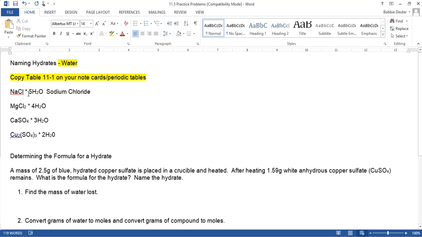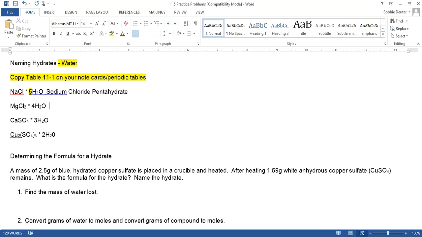The number in front here is going to be how we name a covalent compound. So 5 is penta. And in this case, we have water. So instead of putting penta water after, we're going to put pentahydrate. So same thing down here.